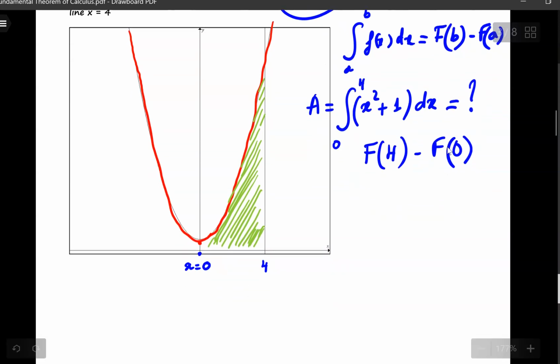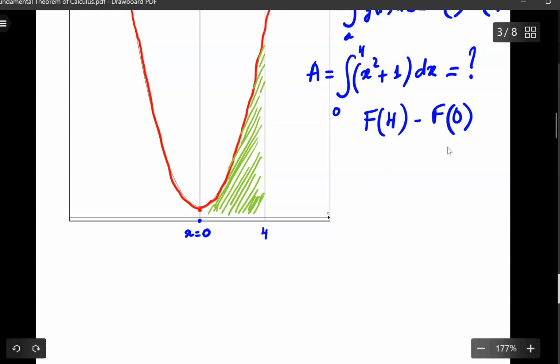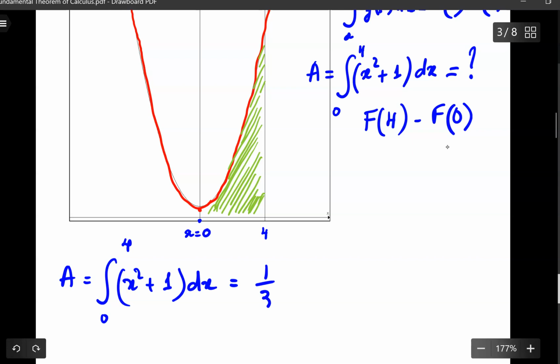Our next step is to integrate the function x squared plus 1. I believe that everyone already remembers how to integrate this simple integrand. So the integral from 0 to 4 of x squared plus 1 dx. What is the integral of x squared? It is 1/3 x to the exponent 3. What is the integral of 1? It is x. Then I will write that straight line from 0 to 4. And what do I have to write next? The F of 4, subtract the F of 0.